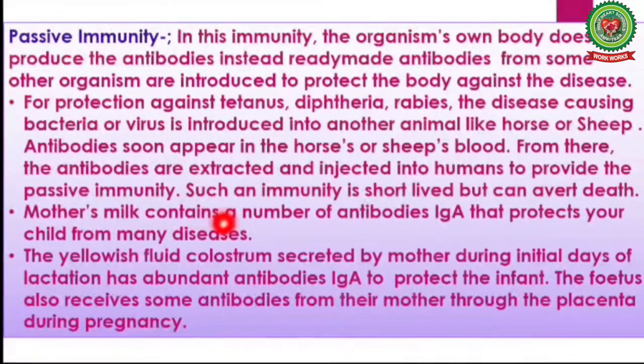Mother's milk contains a number of antibodies, immunoglobulin A, that protect the child from many diseases. The yellowish fluid, colostrum, secreted by the mother during the initial days of lactation has abundant antibodies to protect the infant. The fetus also receives some antibodies from the mother through the placenta during pregnancy.